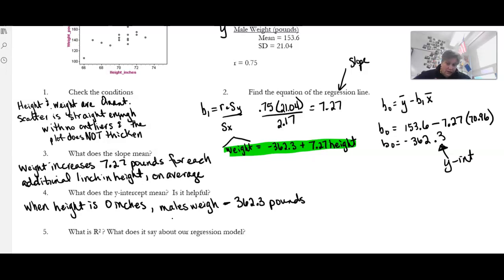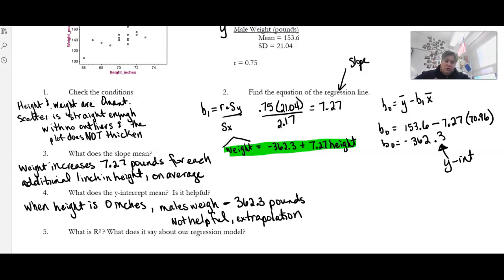Okay? And so it's not helpful because you can't be a negative 300 pounds. And you can't be a 0 height. You always have some kind of height. Even when you're a baby, you have height. Not helpful. Extrapolation.